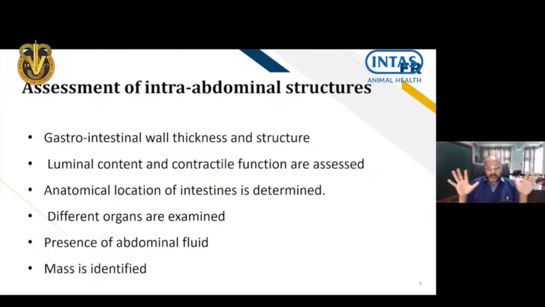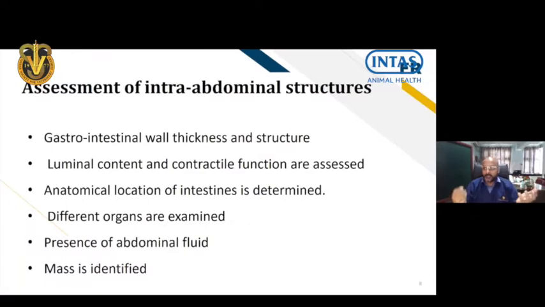Now, what do we look for? For a beginner like me, when I started and put a transducer on the abdominal cavity, I always found gas. It always used to be refractive. Then slowly, when you develop the skill, you should be very clear in your mind what you intend to see. Sonography is not a histological study. It doesn't give you a picture of the inside.